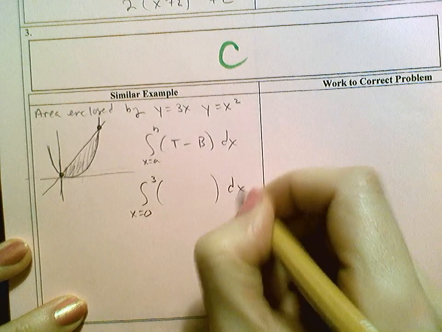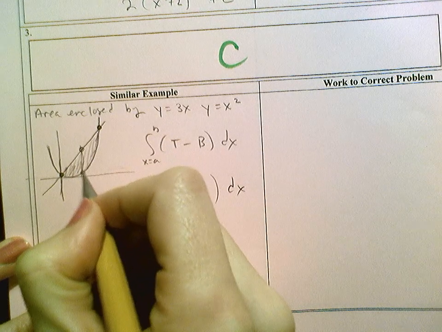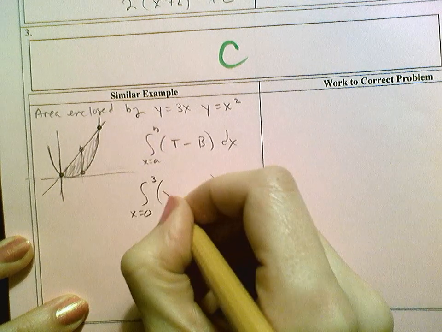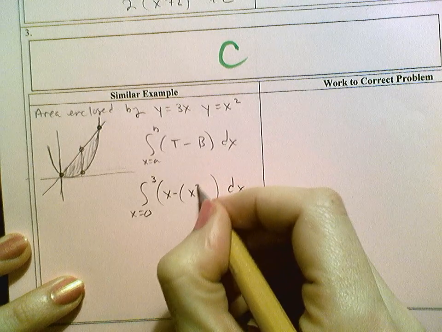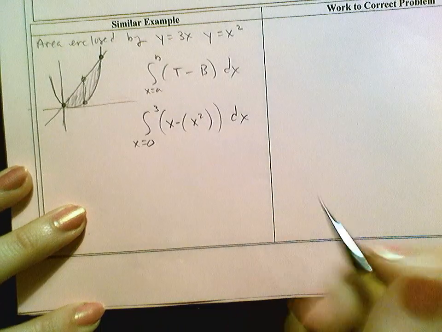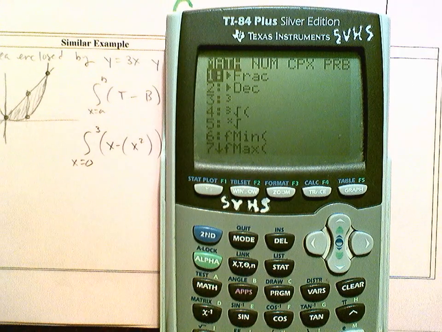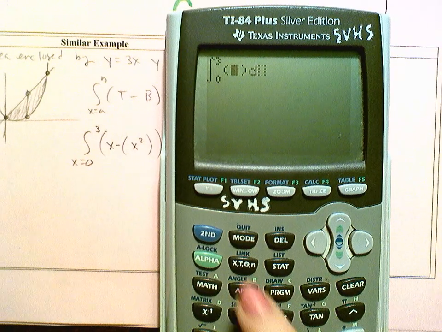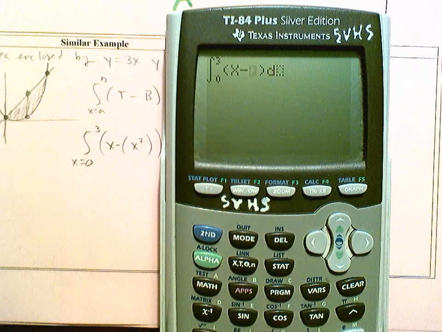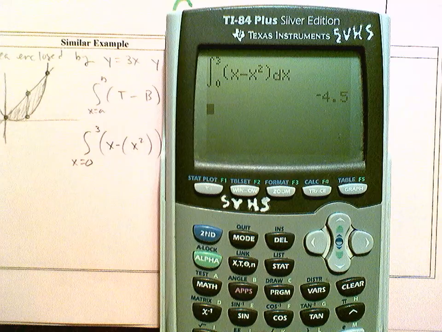And then you do top minus bottom. So the top function is 3x minus the bottom function x squared. And then you could use math 9. So now I go here and I just go math 9, 0 to 3. You really want to take as many shortcuts as you can, 3x minus x squared, because time is of the essence.